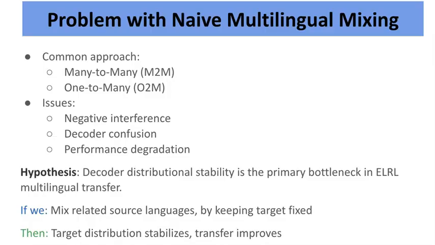The standard approach is many-to-many or one-to-many, but this creates two major issues. First is negative interference, and second is decoder confusion. Our key hypothesis is that the main bottleneck is decoder instability, because the decoder is forced to model multiple target languages and language distributions simultaneously. So we ask, what if we stabilize the decoder?